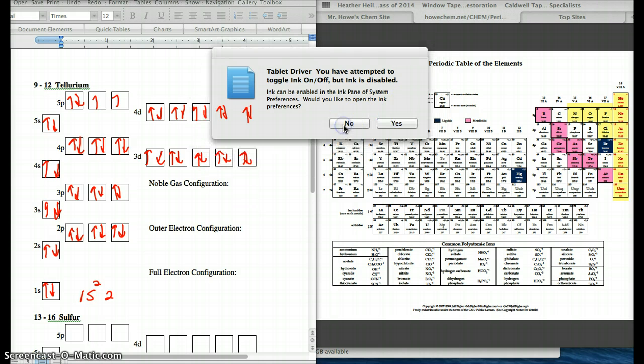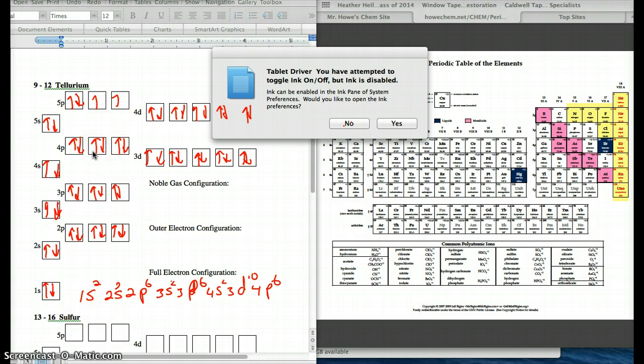Oops. I'm going to have to leave that up there because I can't quit my ink program. So it'll be a little bit in the way. But 1s2, 2s2, 2p6, 3s2, 3p6, 4s2, 3d10, 4p6. Right now I'm up to 4p up here.